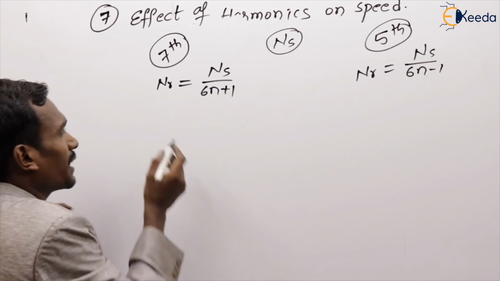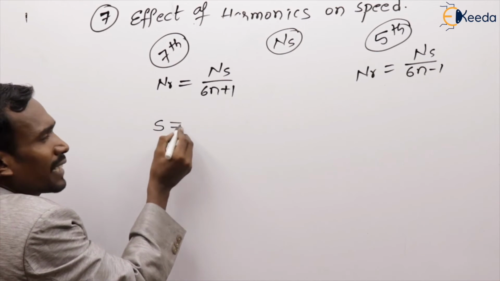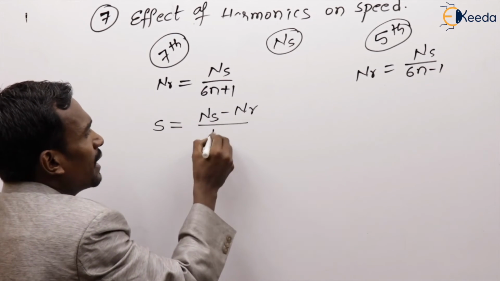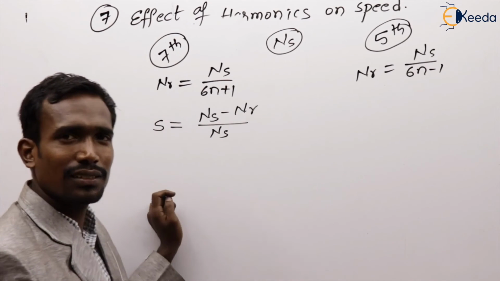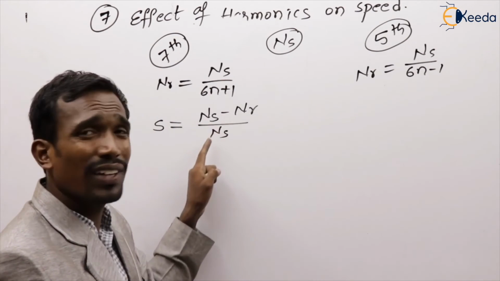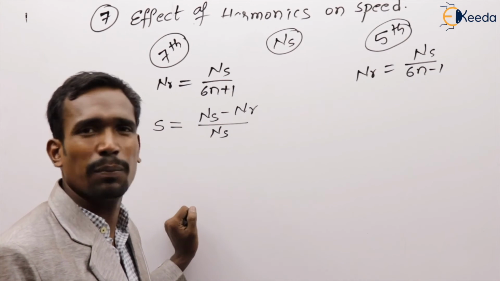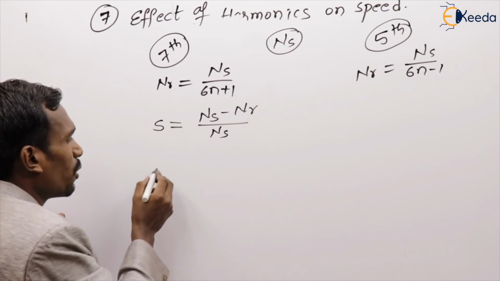Now can you tell me what is slip? Slip S is equal to, what is the formula? (Ns minus Nr) by Ns. This is the formula for slip. This is very important. They are asking problems in GATE and IES and many competitive exams. Let's see what is S.